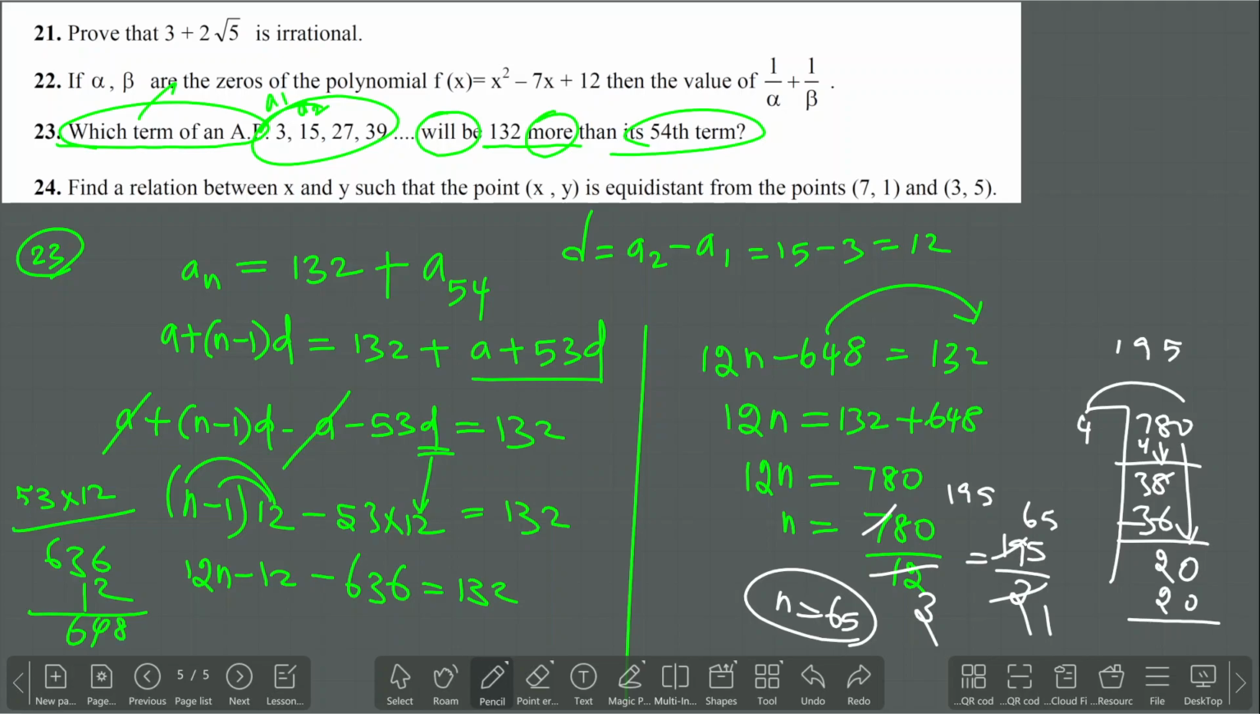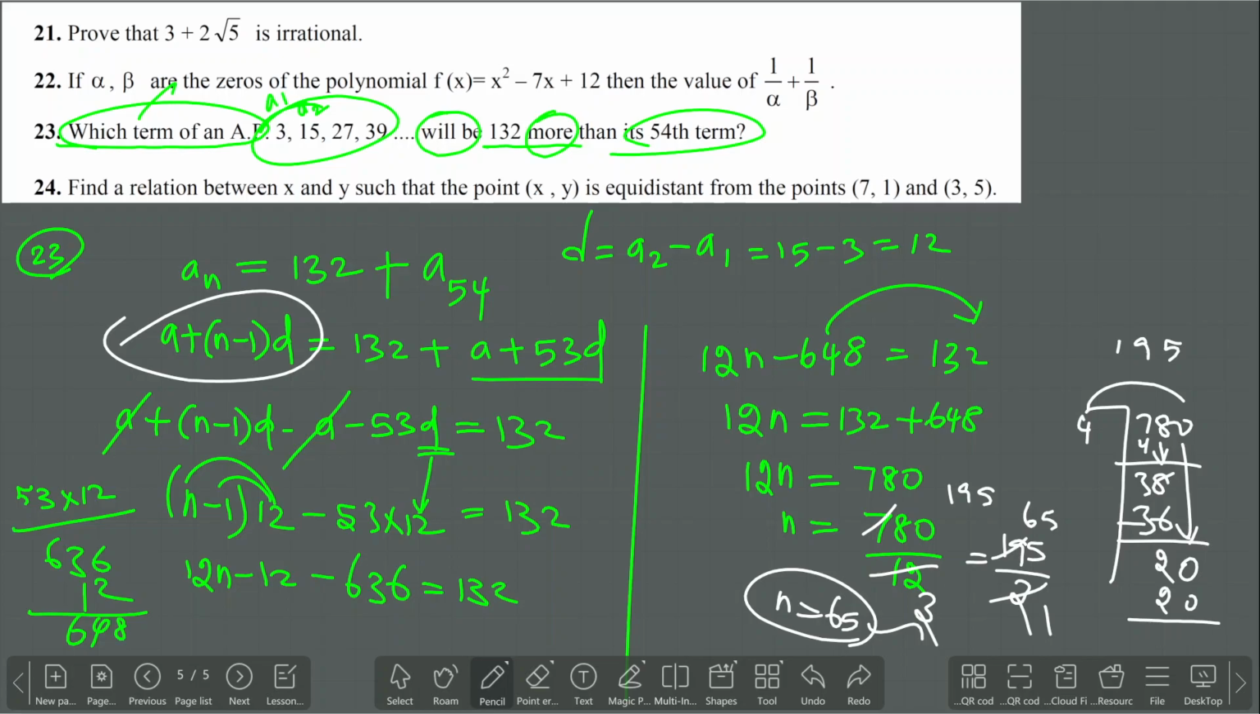Okay, this is the question. Then n equal to what, my dear? 65. I told you, which term in the sense we have to find n. Term in the sense we are going to use the an. So that n value we got, and we used the term formula also. The way of going is very important.